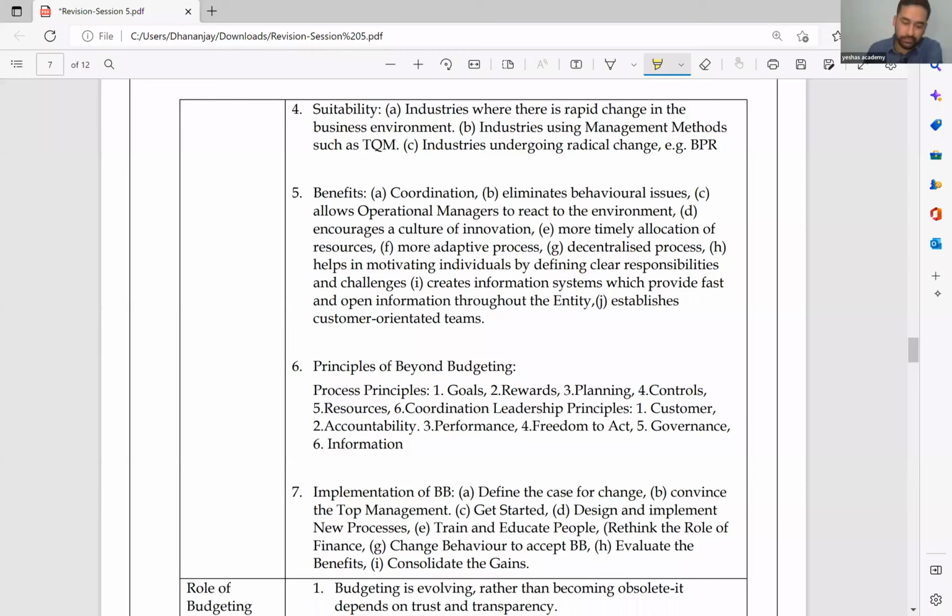Suitability. Where beyond budgeting is suitable: industries where there is rapid change in the business environment. In such case, you can never follow traditional budgeting system. You have to be in a position to redo budget 100 times in a year. You have to think much outside the paper, the quantitative budget.